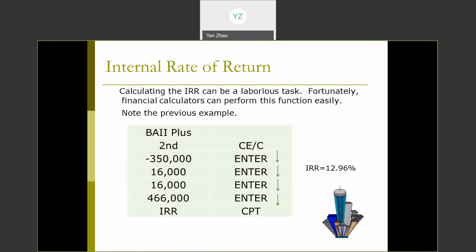Again, in this slide, I showed you how to calculate internal rate of return using the financial calculator. And you can also watch the videos to get yourself familiar with the process.